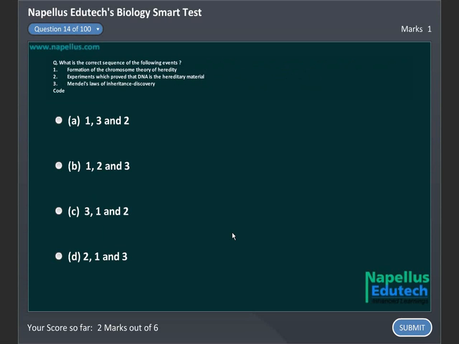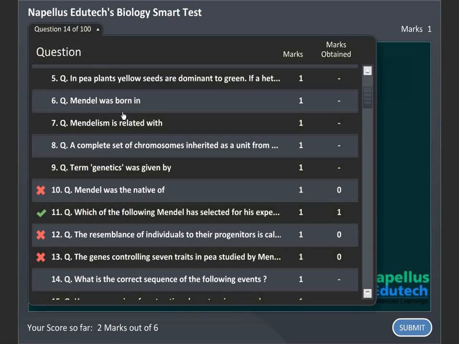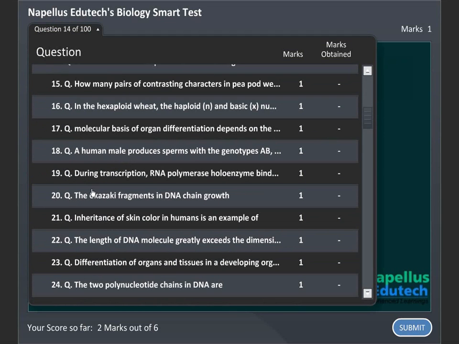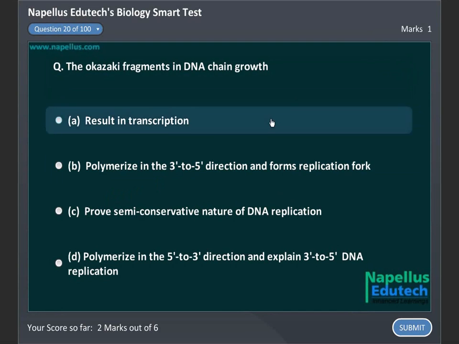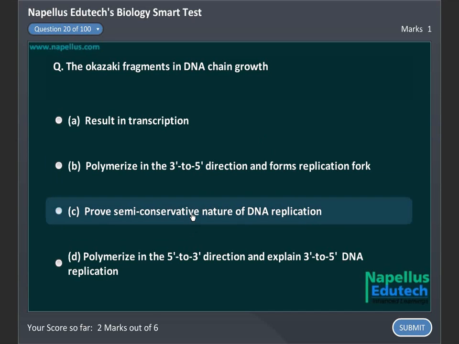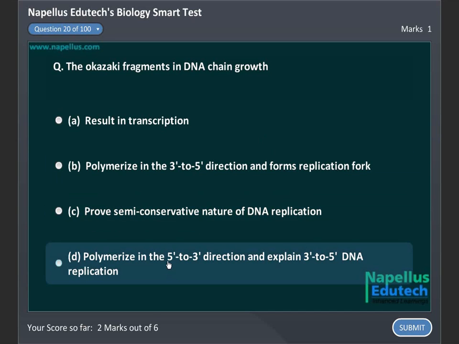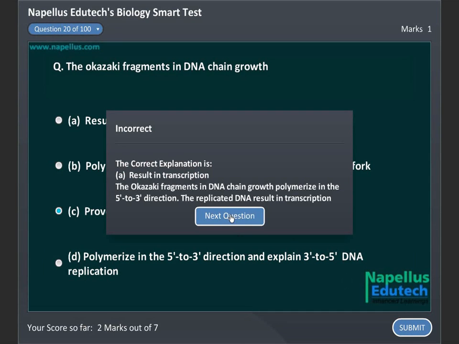What is the correct sequence of the following events? First, formation of chromosome theory of heredity. Second, experiments with the Okazaki fragments in DNA chain growth. A. Result in transcription. B. Polymerize in the 3' to 5' direction and forms replication fork. C. Prove semi-conservative nature of DNA replication. D. Polymerize in the 5' to 3' direction and explain 3' to 5' DNA replication. Correct answer is A. Result in transcription.